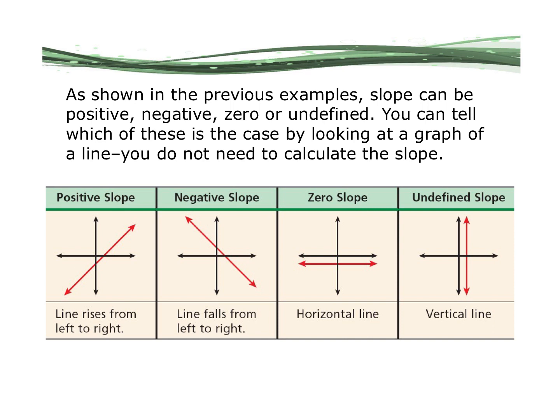So in this slide, as shown in the previous examples, slopes can be positive, negative, 0, or undefined. So you can tell which of these is the case just by looking at the graph. If you look at the graph of a line, you don't need to calculate the slope. You'll know if it's positive or negative, and you might just have to find the difference to get the actual slope, but you'll be able to tell if it's positive or negative.